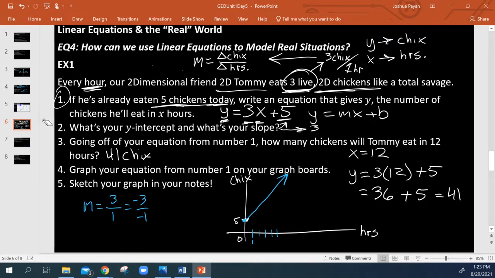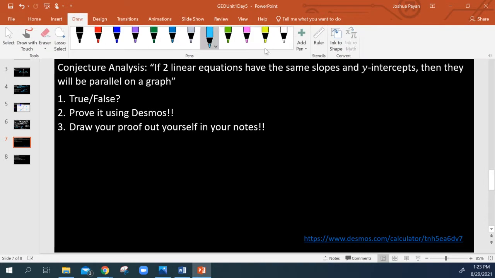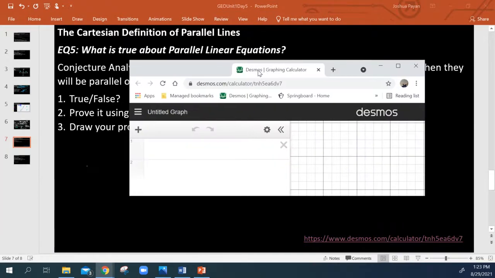Okay, so a whole bunch of review. So EQ5, now let's talk about what we saw earlier. If two linear equations have the same slope, what is true about the lines as we graph them, right?